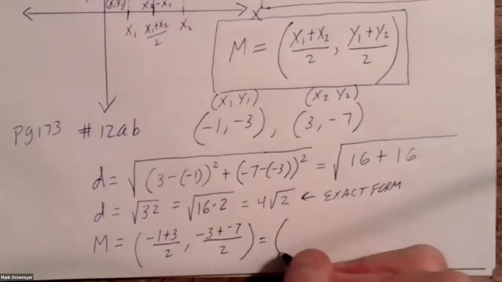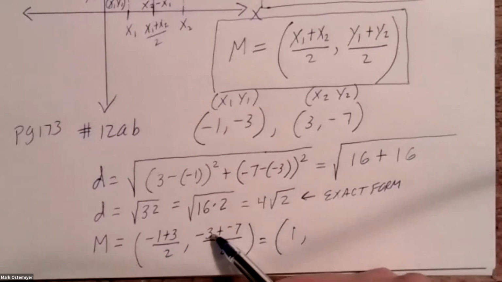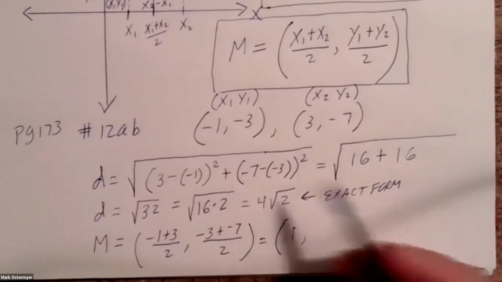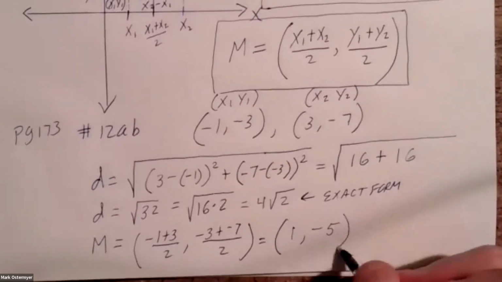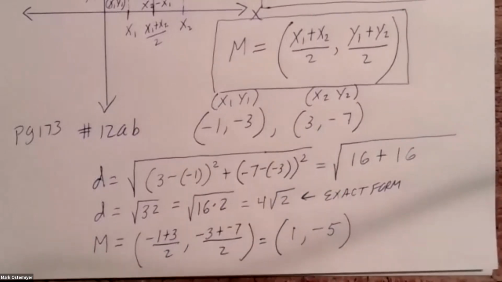So it turns out this midpoint is going to be, what's that? 2 divided by 2 is 1. And -3 plus -7 is -10, divided by 2 is -5. Ladies and gentlemen, this point here would be halfway in between these 2 points. It's called the midpoint.